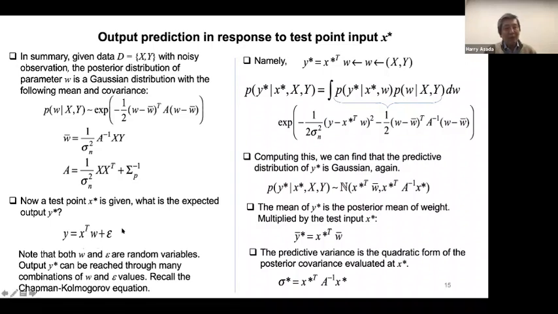Please note that both W and epsilon are random variables again. The output Y star can be reached through many combinations of W and epsilon values. So it's going to the Chapman-Kolmogorov equations. You remember that we did it some time ago. So we would like to estimate the predictive distribution of Y hat in response to X star, which is in a product with W.